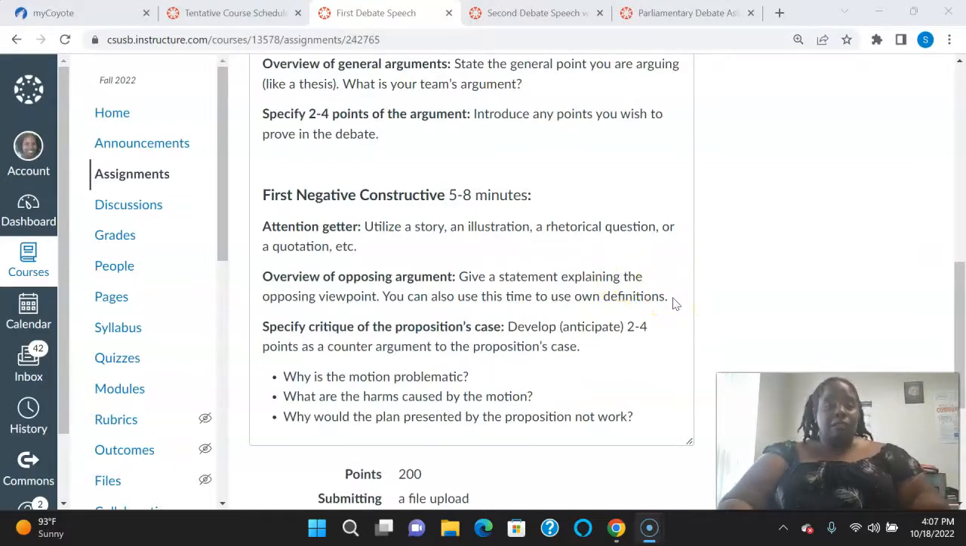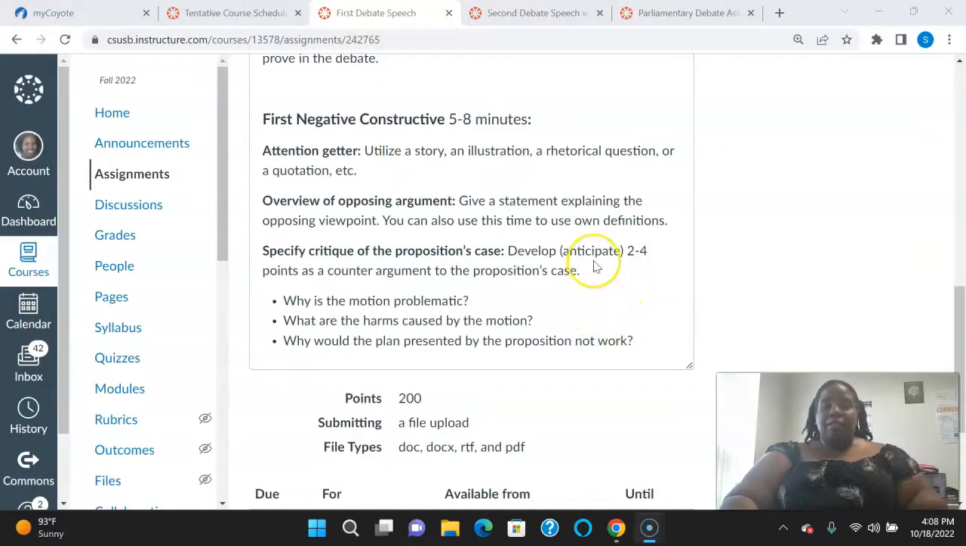And you can also use your own definitions that's based on the proposition I'm going to give you. And you're going to anticipate what they're going to say and answer to that. So you're going to think about why is the proposition problematic? What are the harms that are caused by the proposition? And why would the plan presented by the proposition not work?